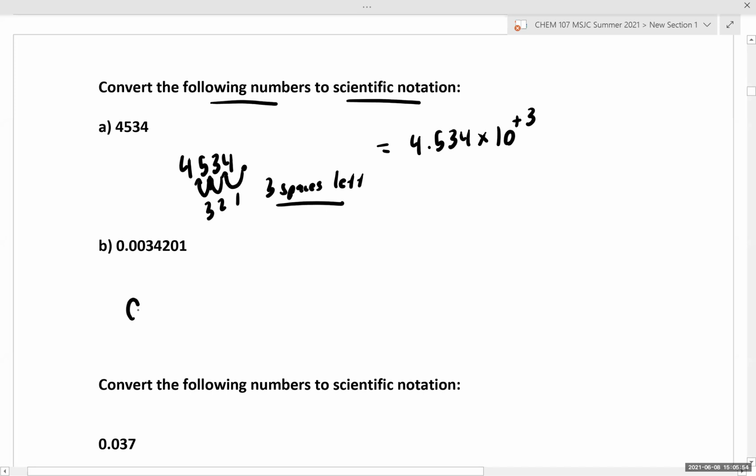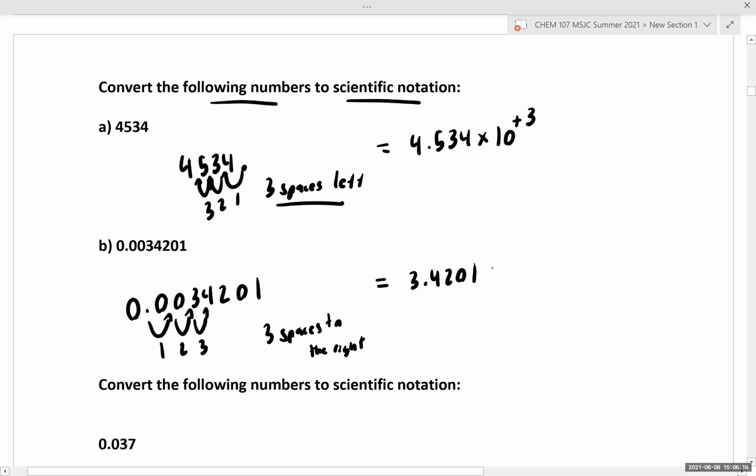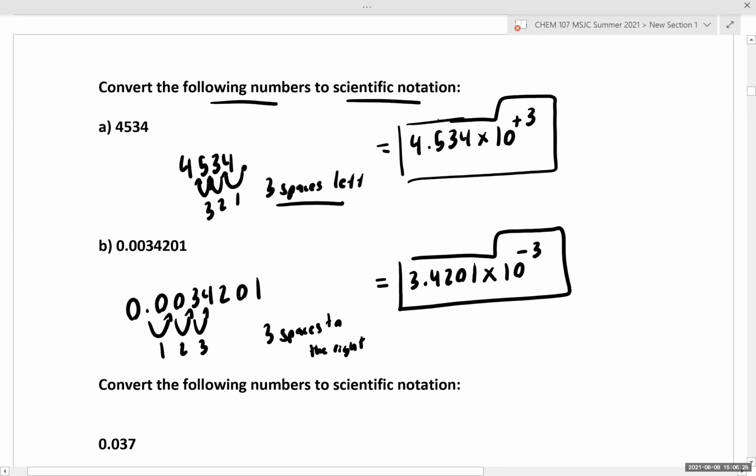Okay, let's look at what happens when we have a small number, 0.00342001. To get a number between 1 and 10, we move our decimal point, in this case 3 spaces, to the right. That in turn gives us 3.4201 times 10 to the -3rd. Does this second example make sense to everyone? Perfect.